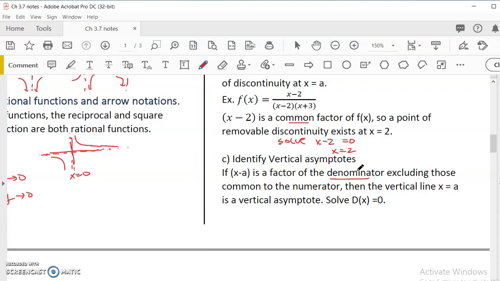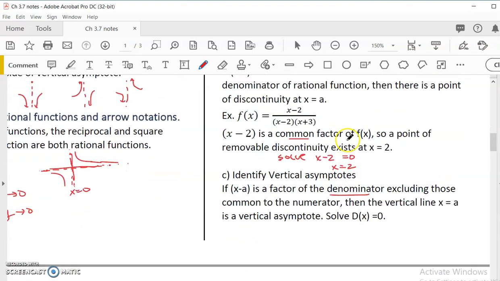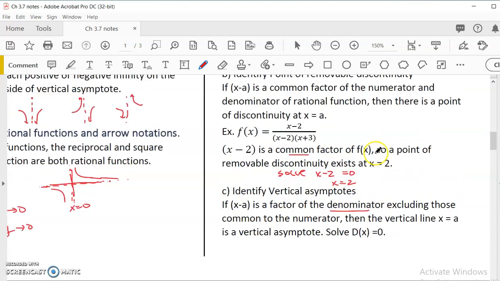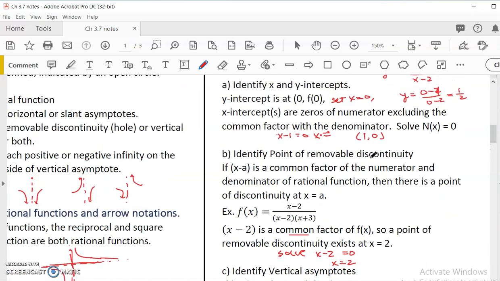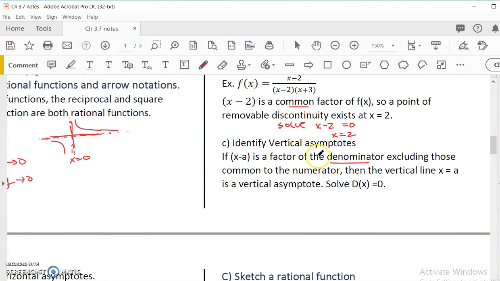Okay, so remember, the x-intercept is the 0 of the numerator. Removable discontinuity is the common factor of both numerator and denominator. And then the vertical asymptote is just the denominator excluding all the common factors. Also, when we do the x-intercept, we also exclude the common factor. The common factor cannot be an x-intercept, cannot be a vertical asymptote. It would just be a removable discontinuity, a hole.